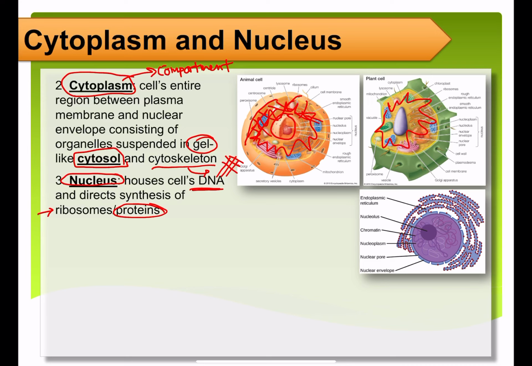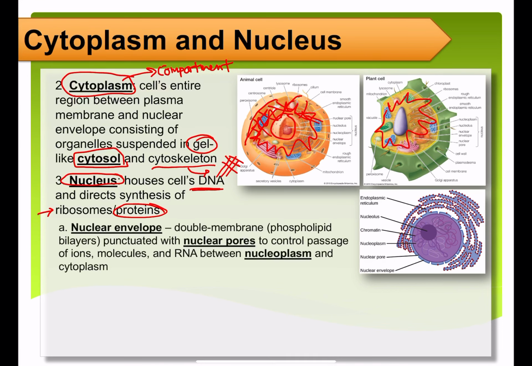Without ribosomes, you don't have factories. You have nothing to produce proteins from. So that is why genetic material is so important, because it regulates how everything is built within the cell. So for the nucleus, there are several parts to it as well. We have the nuclear envelope, which is the outer double membrane that surrounds the whole nucleus.